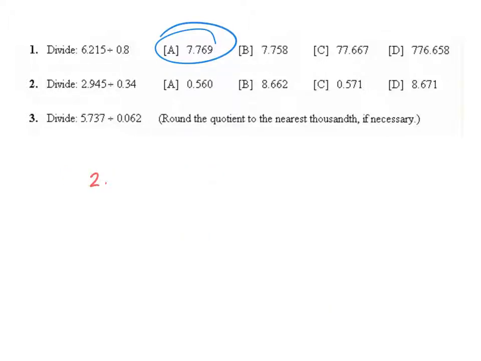On question 2, our dividend is 2 945 thousandths divided by 34 hundredths. Because this is a decimal divisor, we need to multiply by a power of 10 in order to shift the digits over. Realistically, when you're shifting the digits over, you're probably going to think of it as shifting the decimal. Just keep in mind the decimal doesn't actually move.